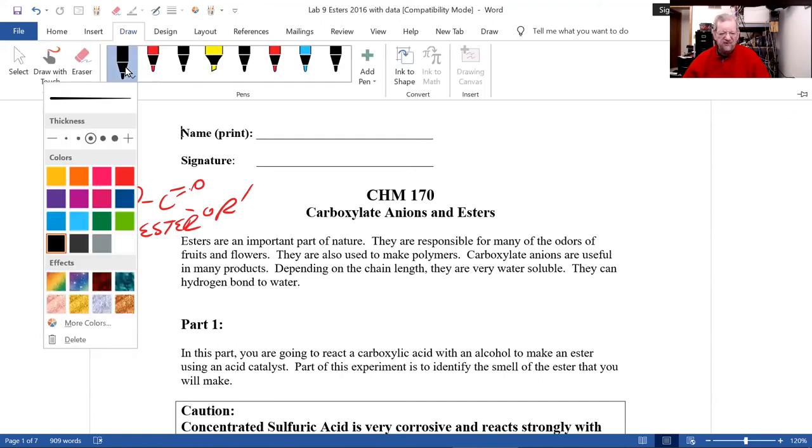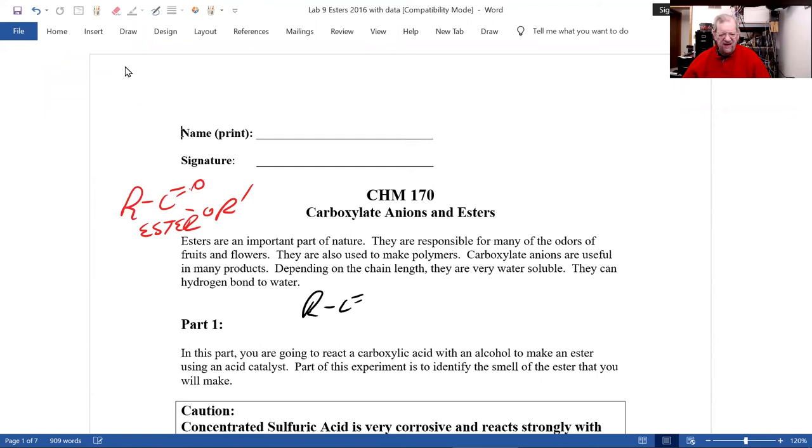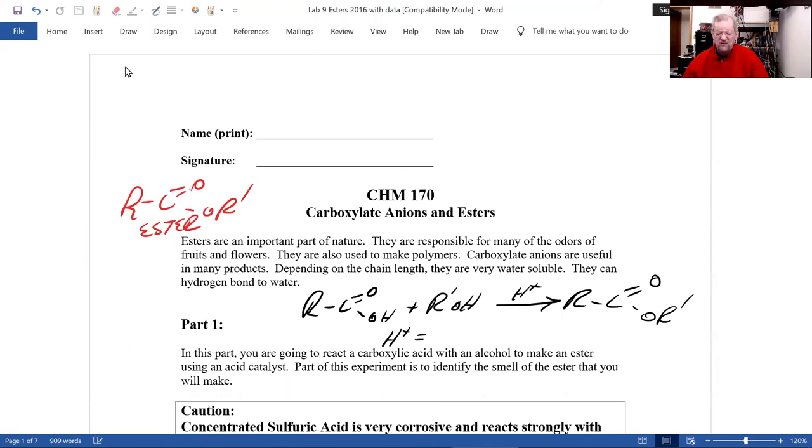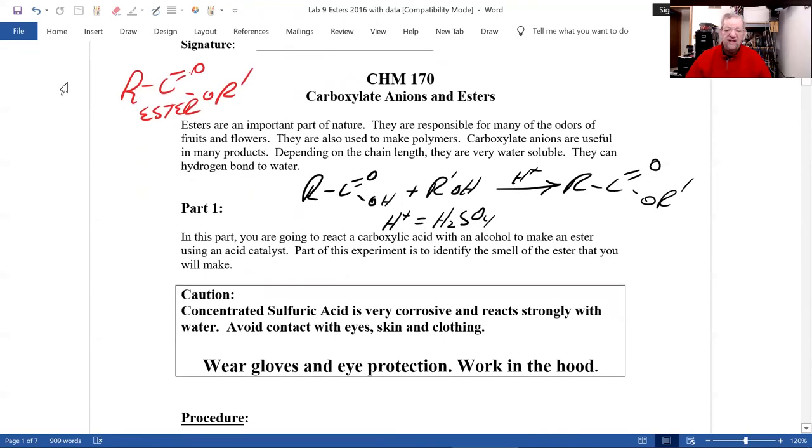Now, how do you make esters? Carboxylic acid plus an alcohol in the presence of an acid, you make an ester. Now, for this lab, H plus is sulfuric acid, H2SO4. And what you'll be doing in these various parts is mixing together different carboxylic acids and different alcohols.